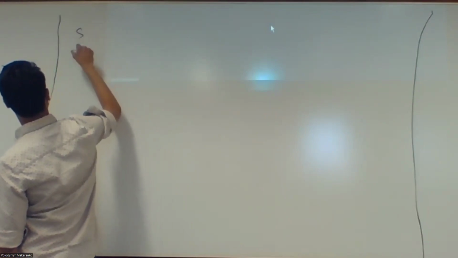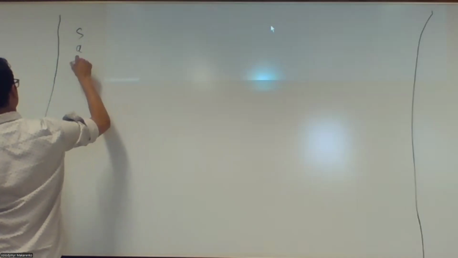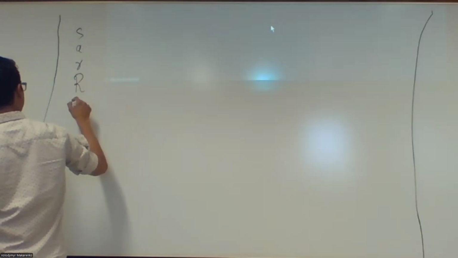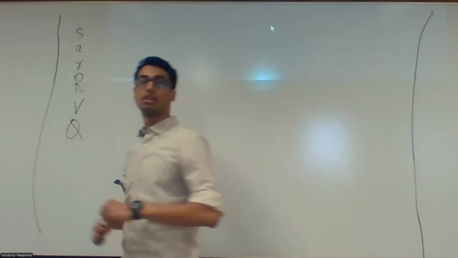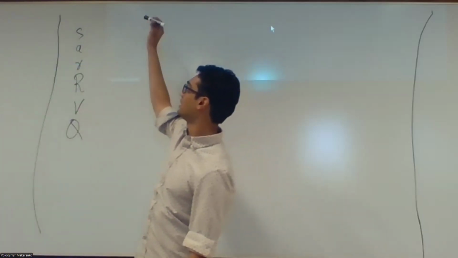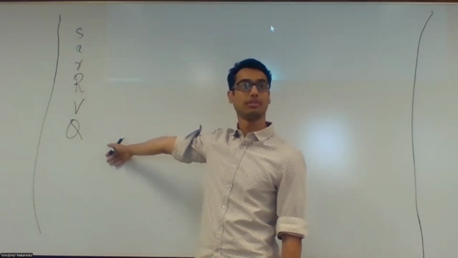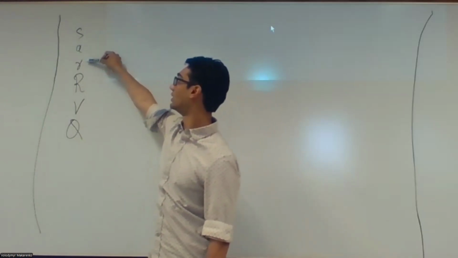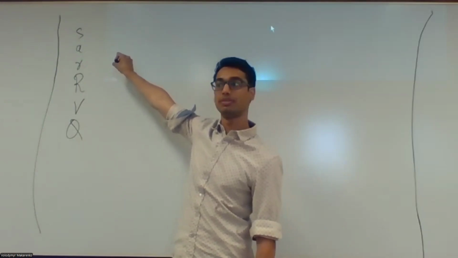State, action, state, action, reward, cumulative reward. And let's put a value function and a Q function. So does anyone remember the significance of any one of these individual terms? Let's start with reward. Does anyone remember what reward was?